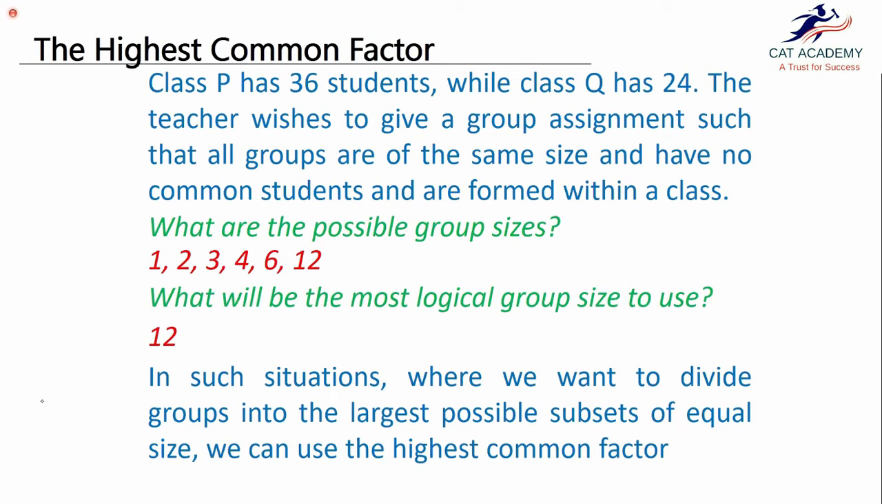So let's define what is LCM and what is HCF. So LCM is basically the least common multiple or lowest common multiple. That means a number that is common in both the tables, whereas HCF is the highest common factor. That is the highest number that divides both the numbers without a remainder. Right?